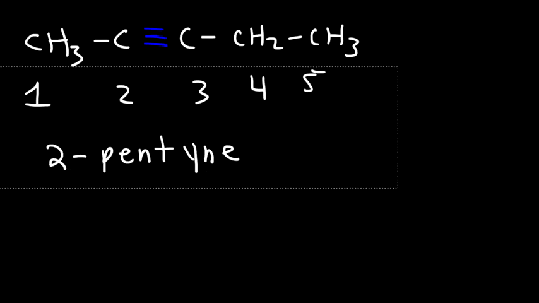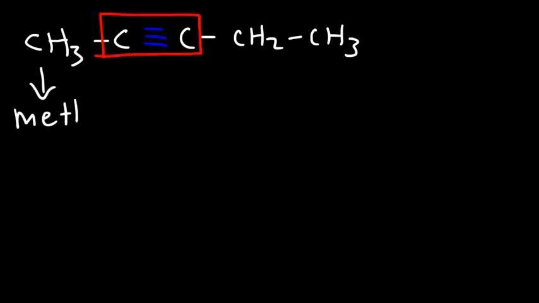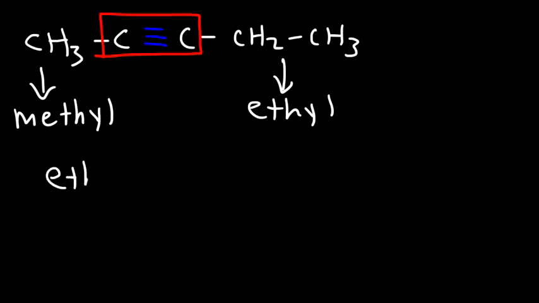Now let's try the common name. So here is our acetylene functional group, and on the left side we have a methyl attached to it, and on the right side we have an ethyl group attached to it. So we need to put it in alphabetical order. So the common name is ethyl methyl acetylene.